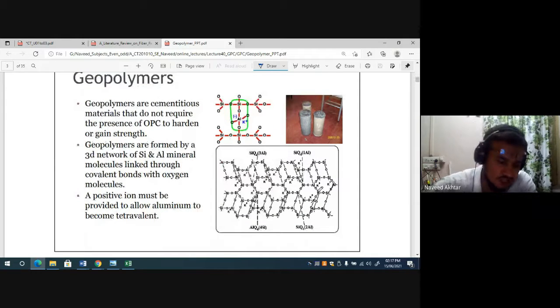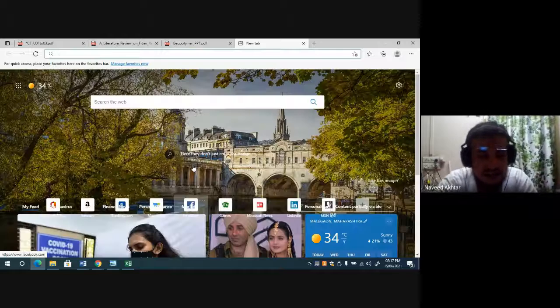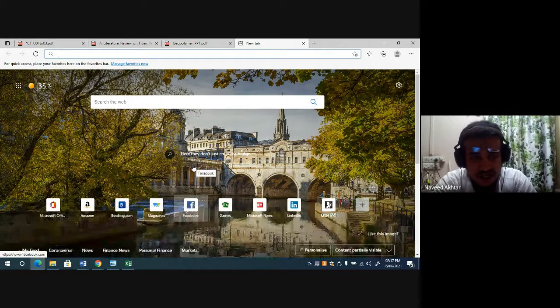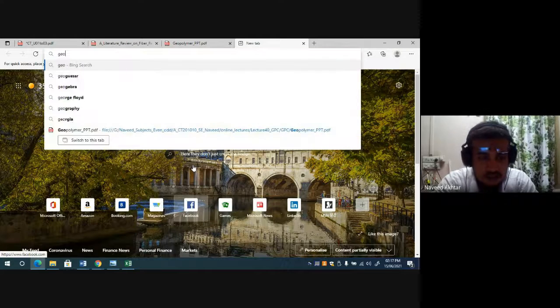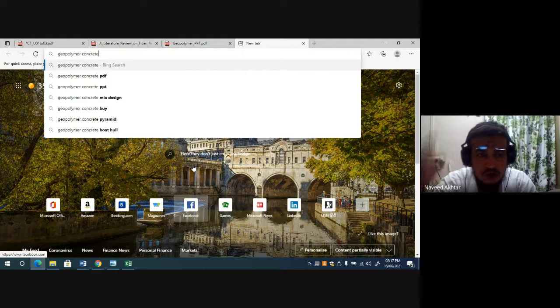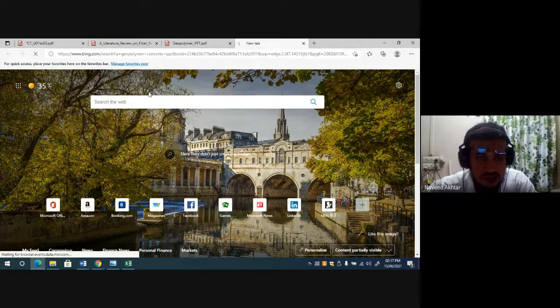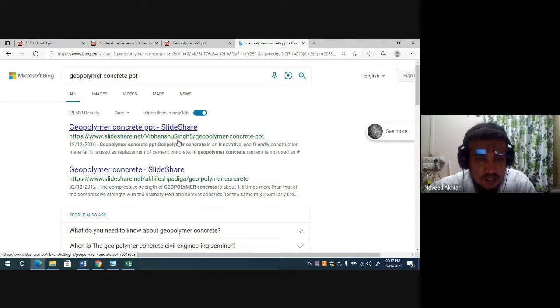The reaction is polymerization. Here, one French scientist, Mr. Davidovits, first introduced the geopolymer concrete in the 90s. Geopolymer concrete, polymer concrete, and polymer impregnated concrete are different, and geopolymer concrete is different. Don't mix them up.